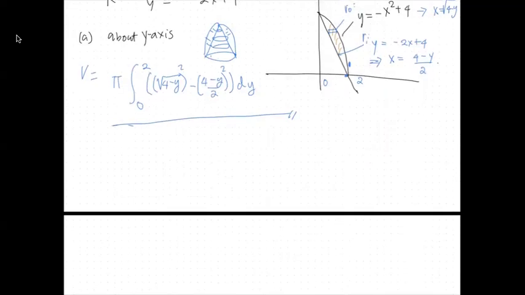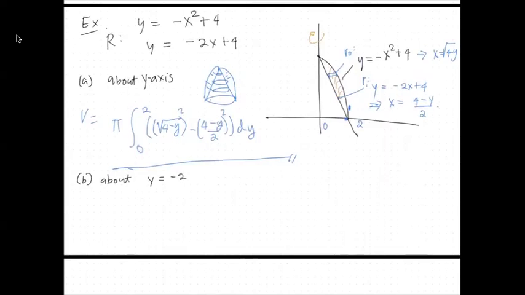The next is to revolve this about y equals negative 2. Okay, now it's here, negative 2. So you revolve the entire thing here. So the volume, this is R outer, and this is R inner. Let me change the color to emphasize. R outer is from here to here. R inner is from here to here. So this is R outer and R inner.